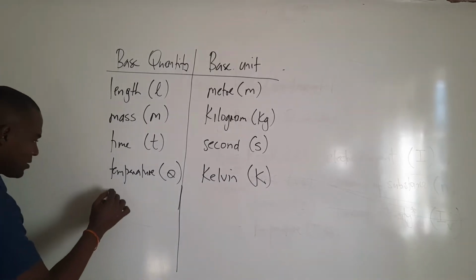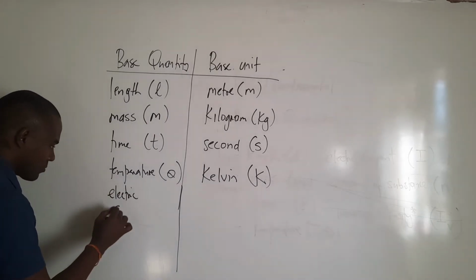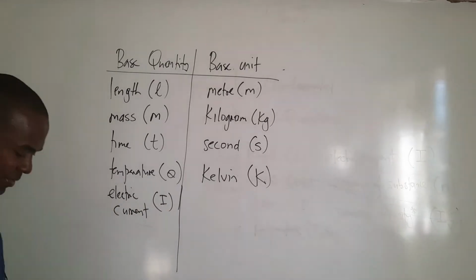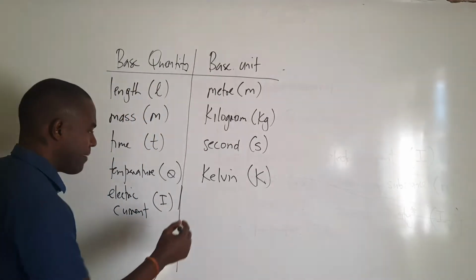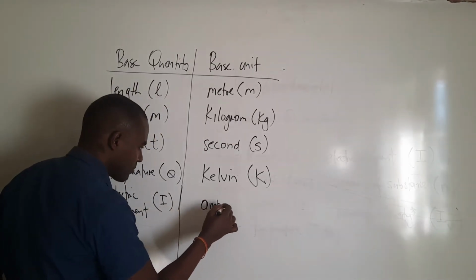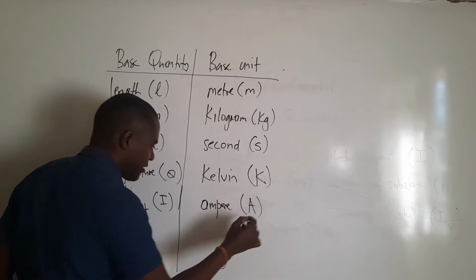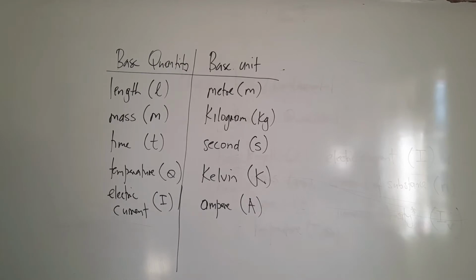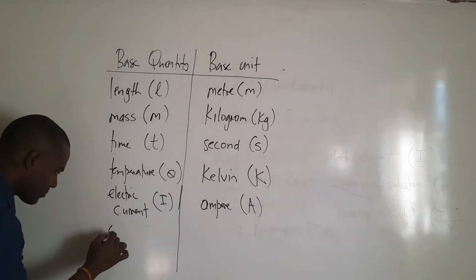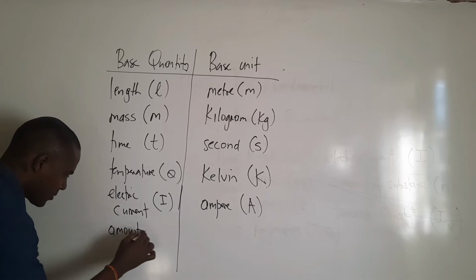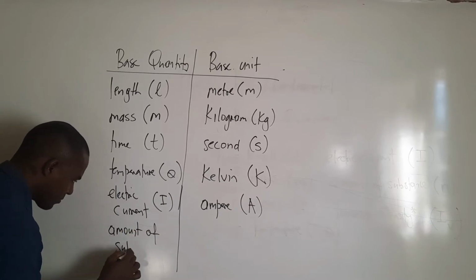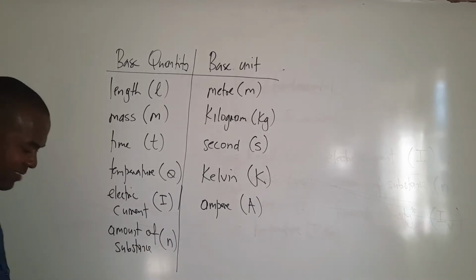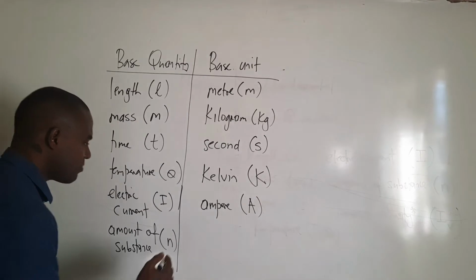Next one is electric current, symbol I, and the SI unit of electric current is the ampere. Symbol for an ampere is uppercase A. So we have 1, 2, 3, 4, 5. What's missing? Amount of substance. And for that, we'll use the symbol n. And the SI unit for the amount of substance is the mole.